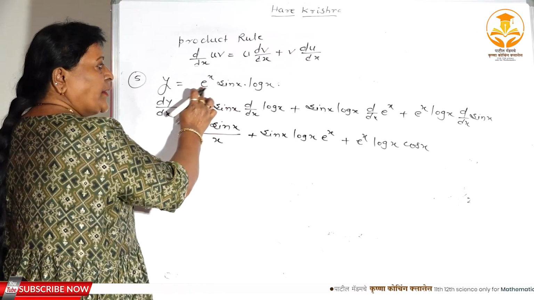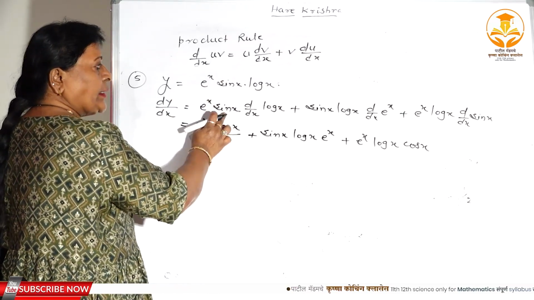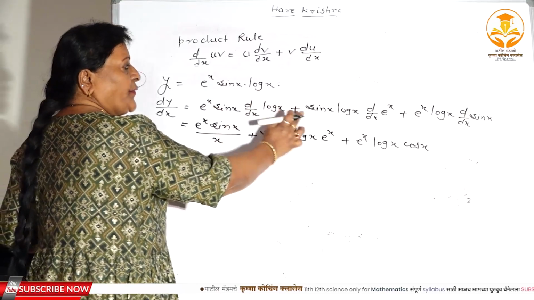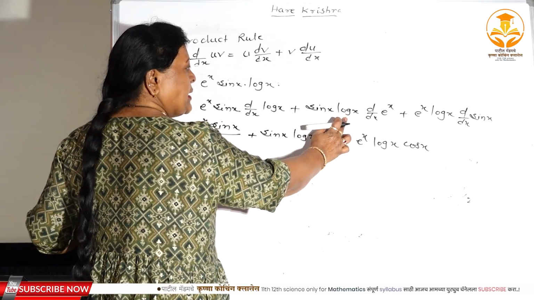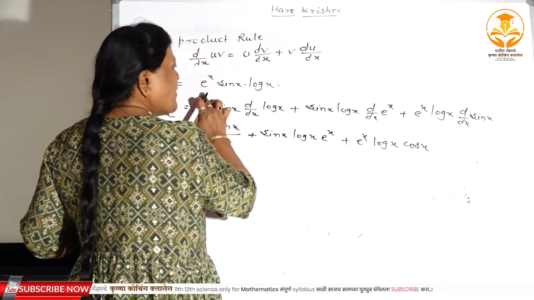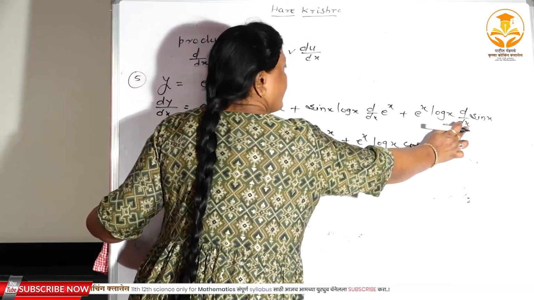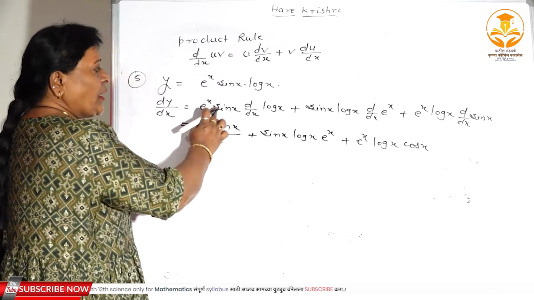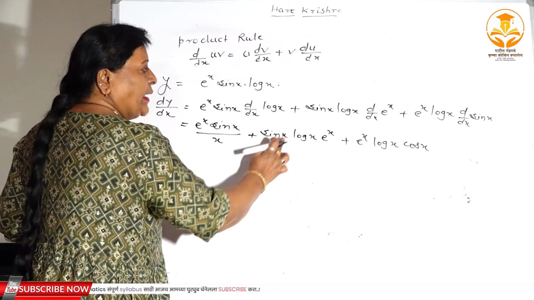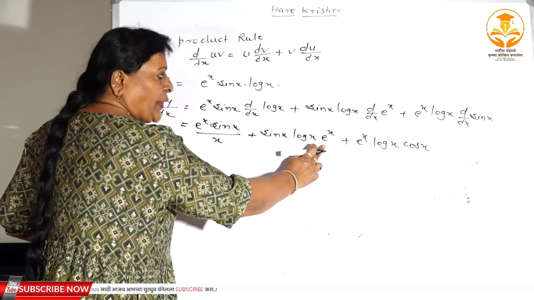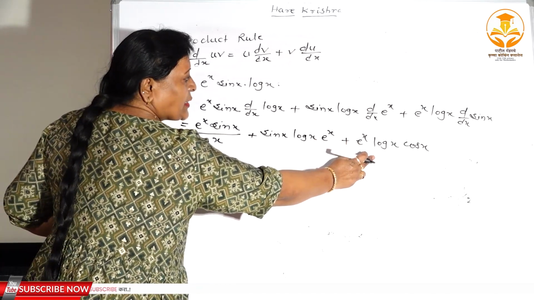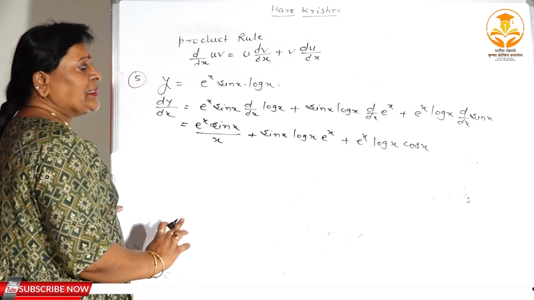How will you do this? The first two functions remain as it is, e raised to x, sin x remain as it is, take the derivative of log x, plus second function, third function, that is sin x, log x remain as it is, take the derivative of the first function e to the power x, plus first function and the third function remain as it is, take the derivative of the middle one. e raised to x, sin x remain as it is, the derivative of log x, that is equal to 1 by x, sin x, log x remain as it is, e to the power x, the derivative of e to the power x, that is e to the power x, plus e to the power x into log x remain as it is, the d by dx of sin x, that is equal to cos x.